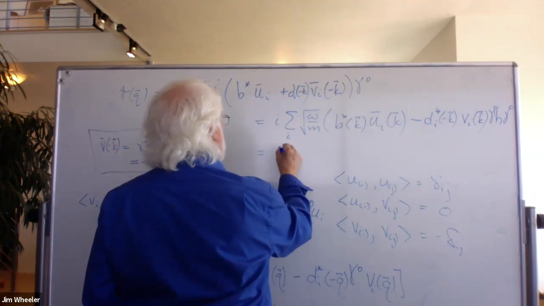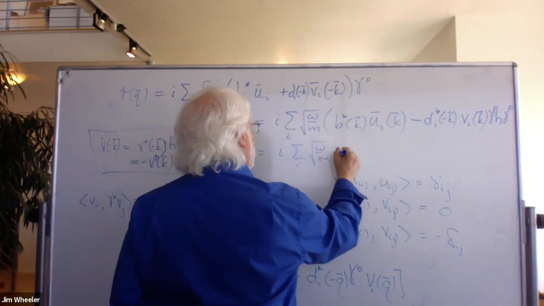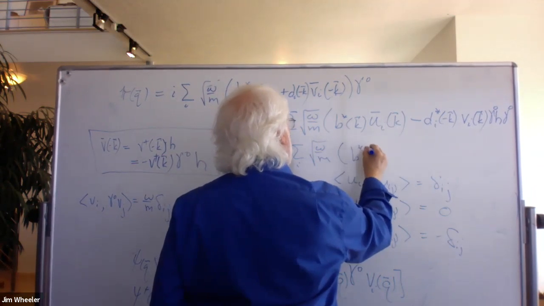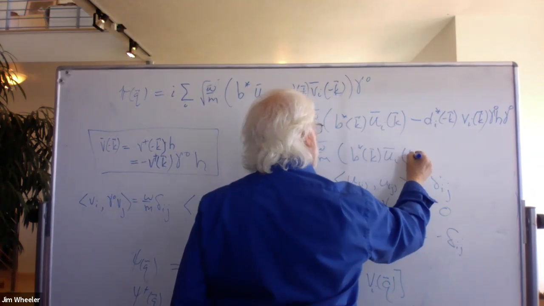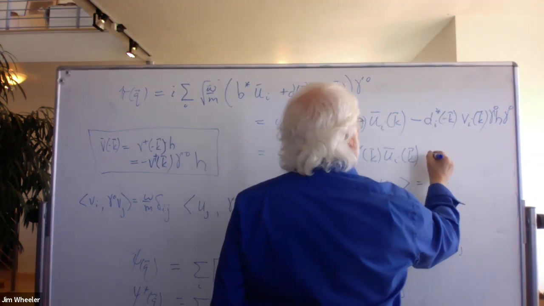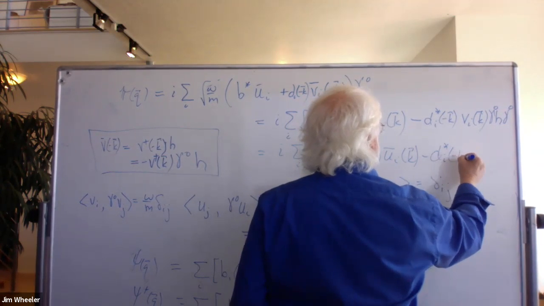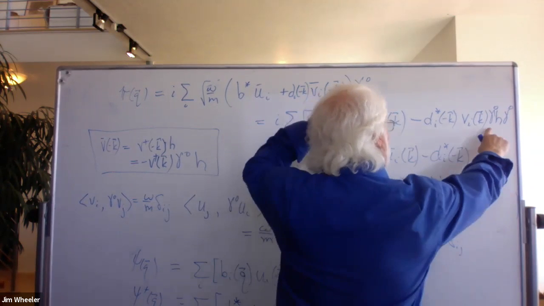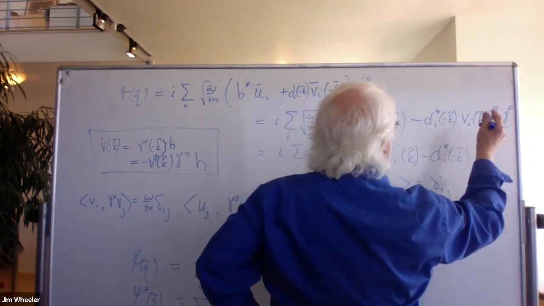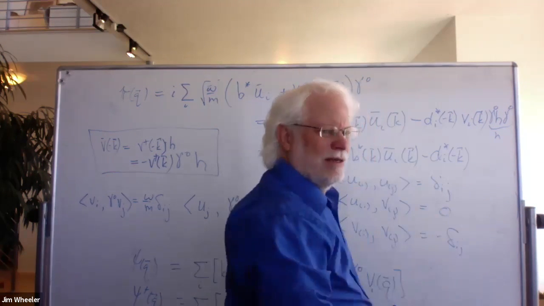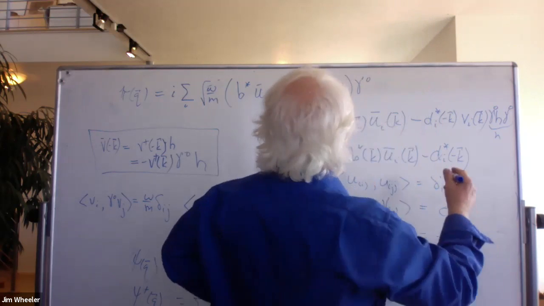So the conjugate momentum, finally, we can write as B star of K, U I bar of K, minus D I star of minus K. And then this all becomes an H. So was that a V dagger? Yeah, that was a V dagger. Jeez.